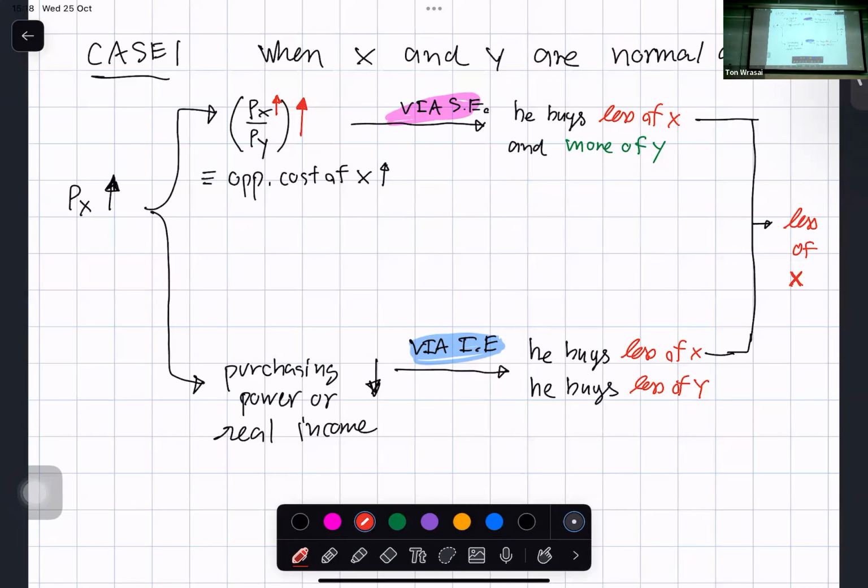And if you notice, SE drives him to buy less of good X, and IE also drives him to buy less of good X too, then no doubt he buys less of good X due to income and substitution effects. Look, PX goes up, it's a starting point. Outcome, buy less of good X. Here is the mechanism in his mind explained by SE and IE.